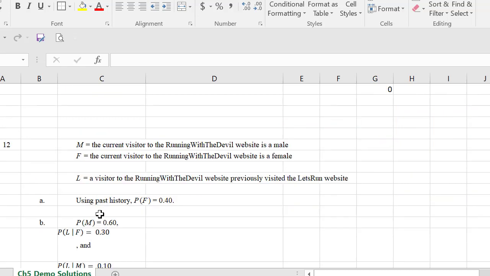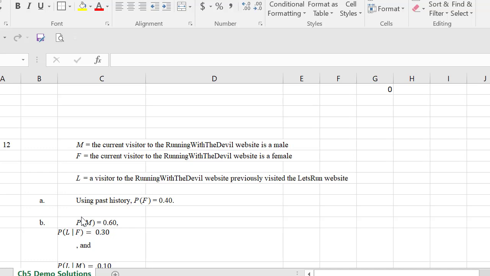The last problem that I want to go over as an example is problem number 12. It's very similar to problem 11. They both use Bayes' theorem. It's a special two-event Bayes' theorem. So it would work the same as long as you identify them correctly. So let me read what it says.